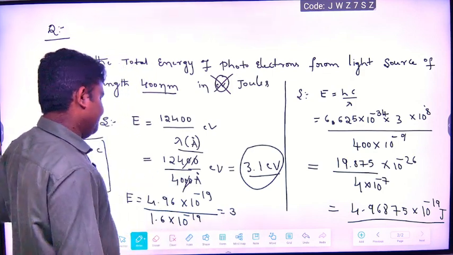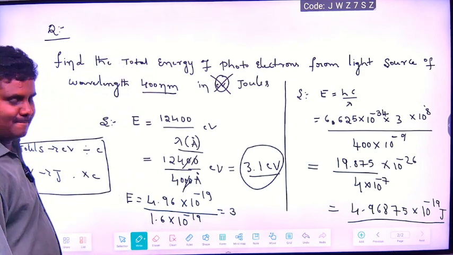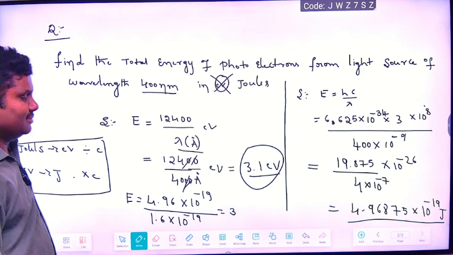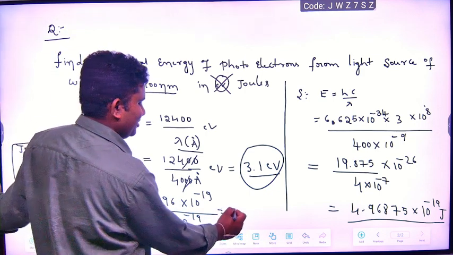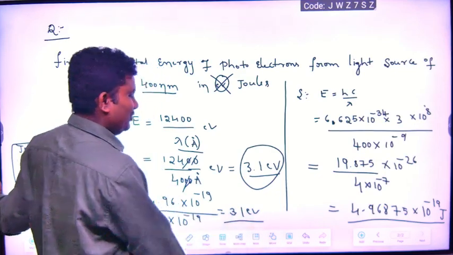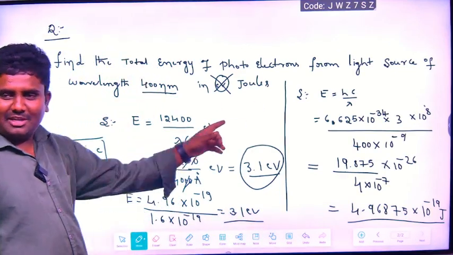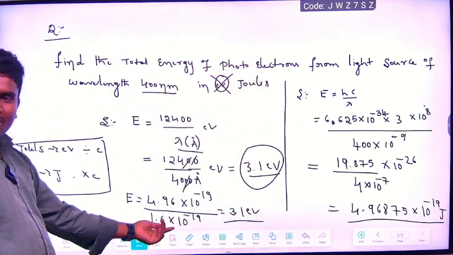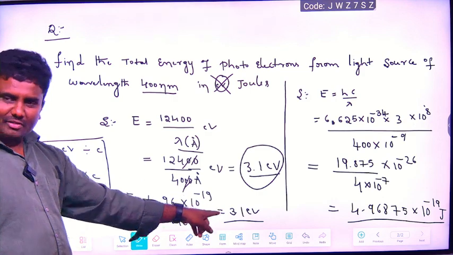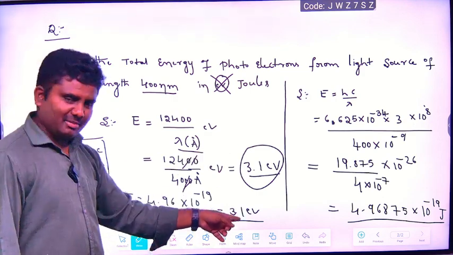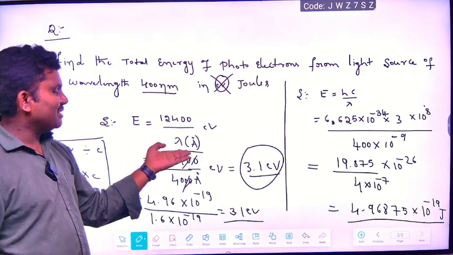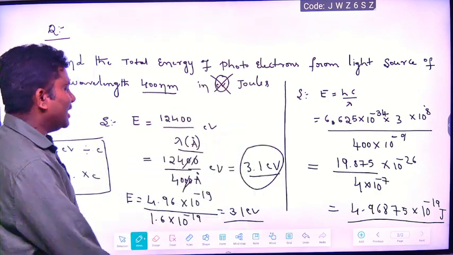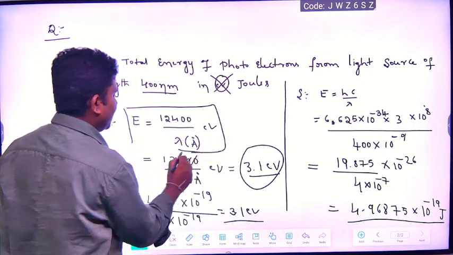3 divided by 1.6. Yeah, that's it. See, instead of first calculating in joules and dividing by the charge of the electron, converting from joules to electron volts, we converted directly here. If you do this much, you'll get the same answer. Instead of that, directly apply this formula. That's what I'm telling. Understood? Instead of doing this much, directly apply a simple formula, then you will get the answer.